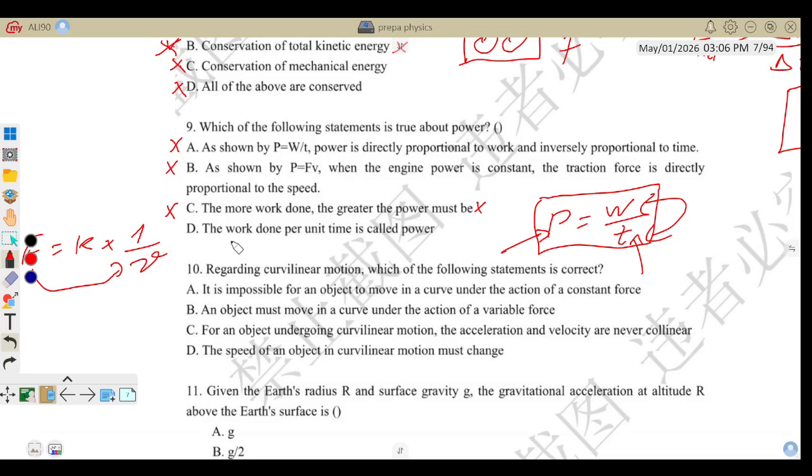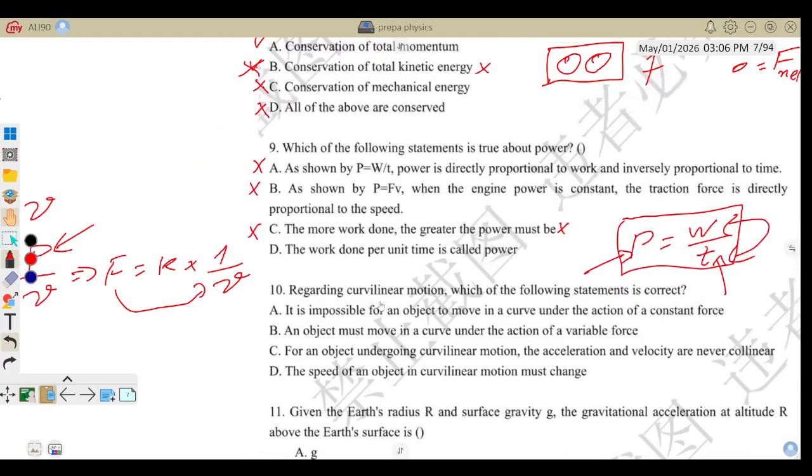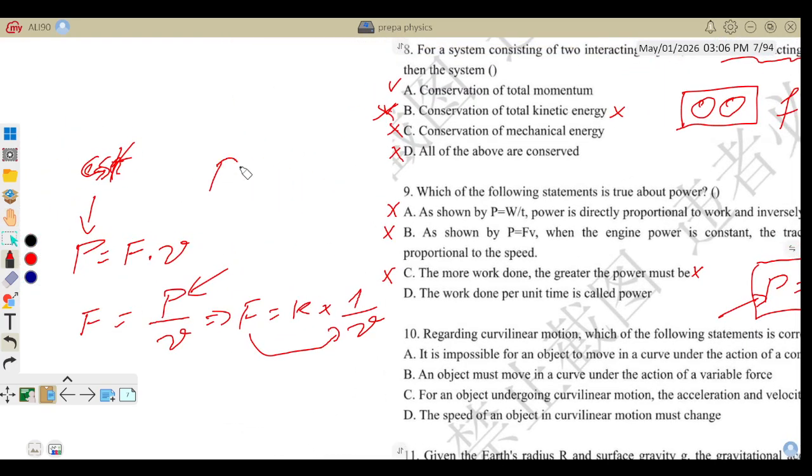For D, we have the work done per unit time is called power, and this is actually the definition of power. The power is just like the rate of work. Dividing work by time, this is exactly the definition of power. So the one that we can consider a good statement among these four is the last one, D. The work done per unit time is called power.